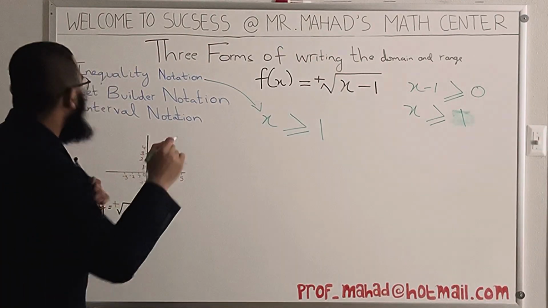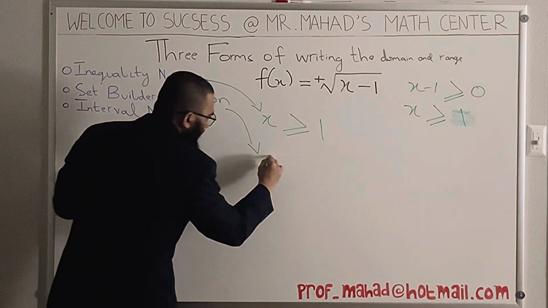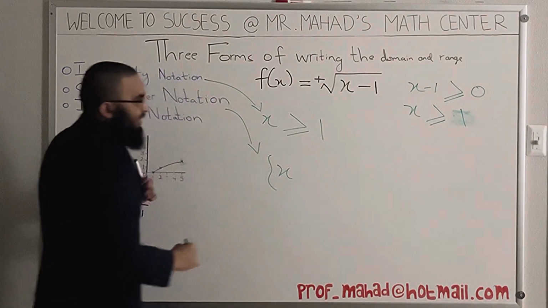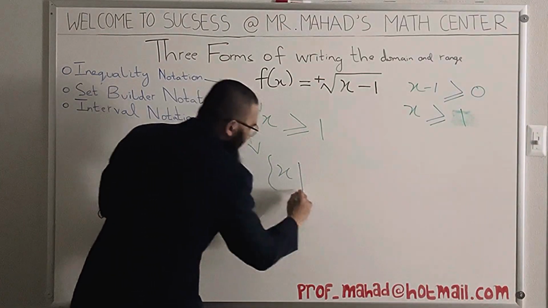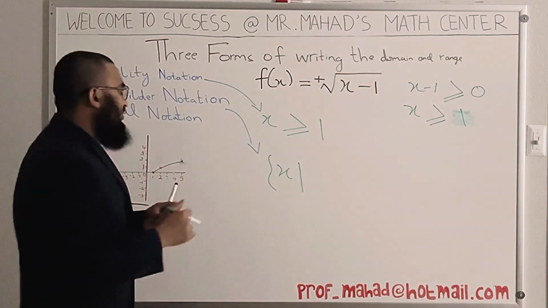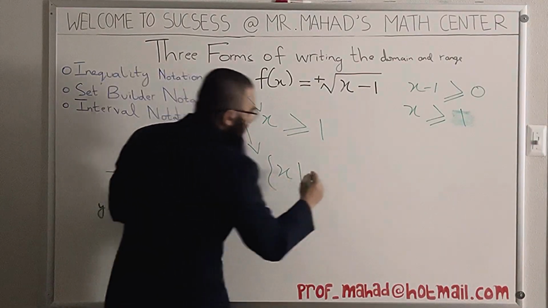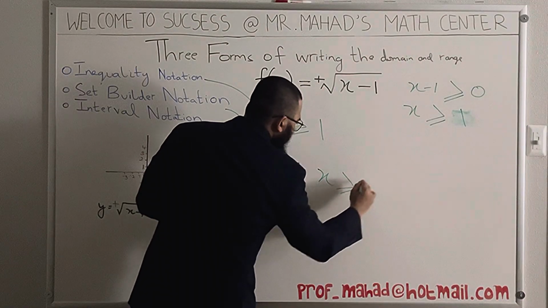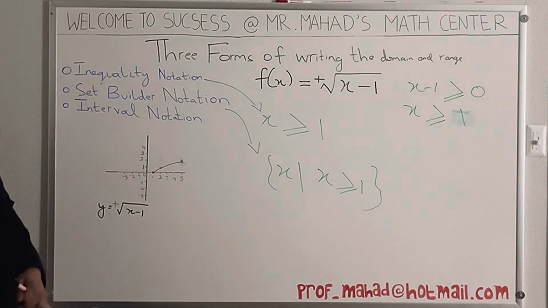Now let's come to the set builder notation. In the set builder notation, you make the braces, you write the variable x, you make a vertical line. This vertical line means such that. Now we're talking about all values greater than or equal to 1, so you can simply write x is greater than or equal to 1. This is known as set builder notation.